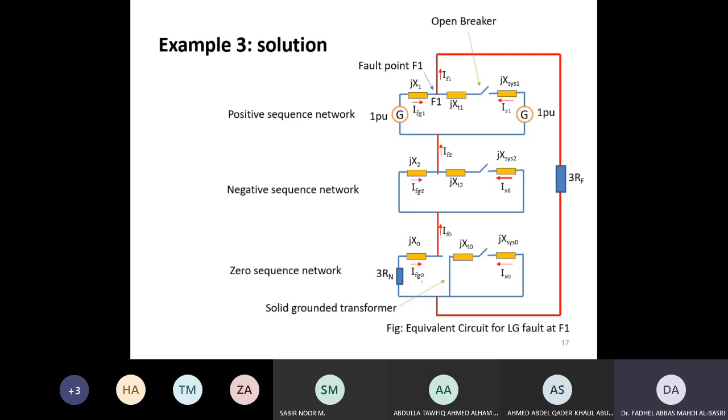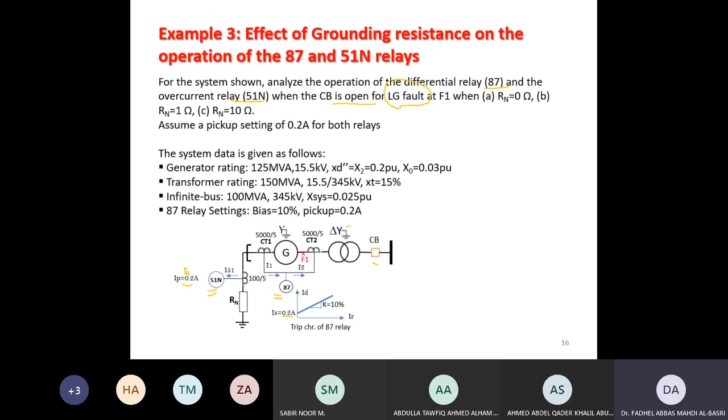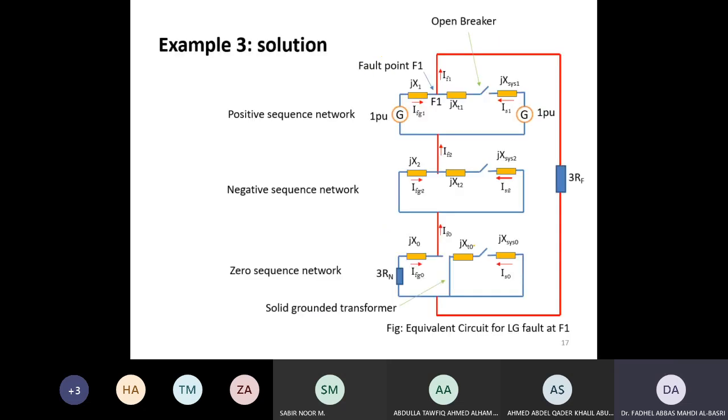In the zero sequence network, you need to include the grounding resistance. Suppose this is solidly grounded in the transformer, but the generator is grounded through a resistance. So I have to show them in the sequence network. This is also delta star, so I have to draw the generator winding from the delta side. This is the delta side, okay? And this is the star side, sorry.